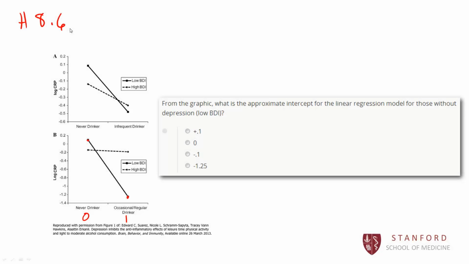For this question, notice I didn't specify which graph for you to look at. That's because the intercept represents the mean for the never drinkers, and you can see the never drinkers on both graphics. The never drinkers have a mean of 0.1, so the intercept here is going to be positive 0.1, or that's A here.